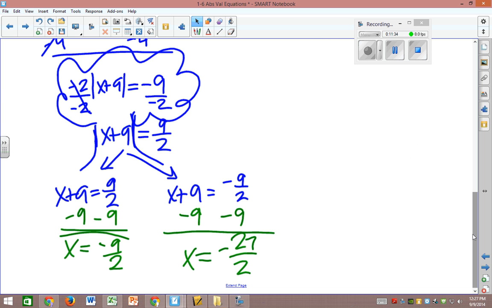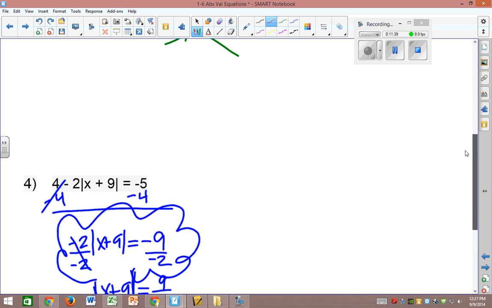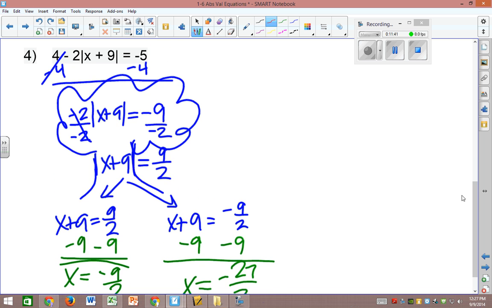Okay, we have to check them. So negative 9 halves and negative 27 halves. There it is. Do you think we need to check here, or can I check in the absolute value one, the original? Okay, because what if you made a mistake somewhere along the way too? Yeah, it might show up. So I'm going to do negative 9 halves first.